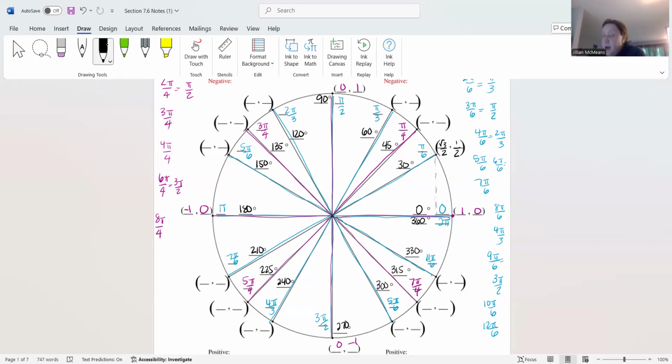And then at pi over 4 or 45 degrees, remember we could have drawn a 45-degree angle here and then made a triangle, and we have the ratios of sides, but we get root 2 over 2.